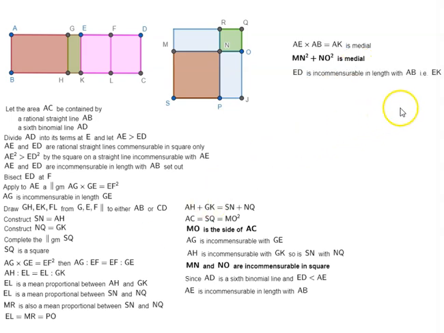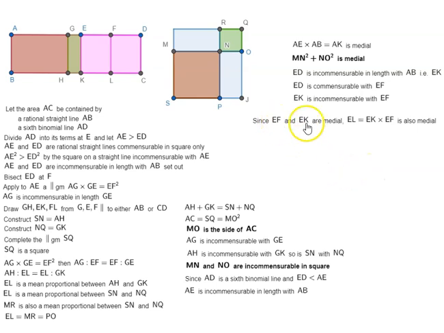Now ED is incommensurable in length with AB. ED is commensurable with EF. That means EK is incommensurable with EF because ED is incommensurable with AB, that is EK, and ED is commensurable with EF. Therefore, EF is incommensurable with EK. That means EF and EK are medial, so that the area contained by EF and EK is also medial. So MR is also medial. Why? Because EL is equal to MR. So MN by NO is medial.